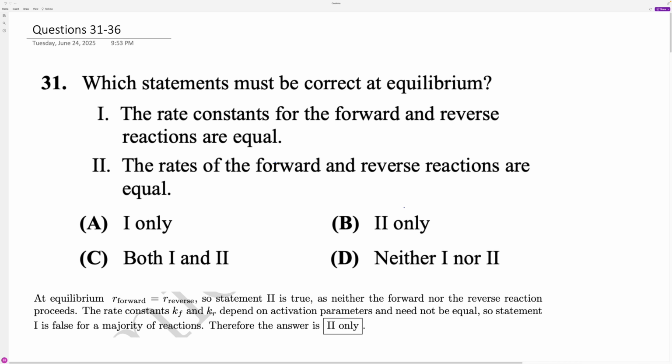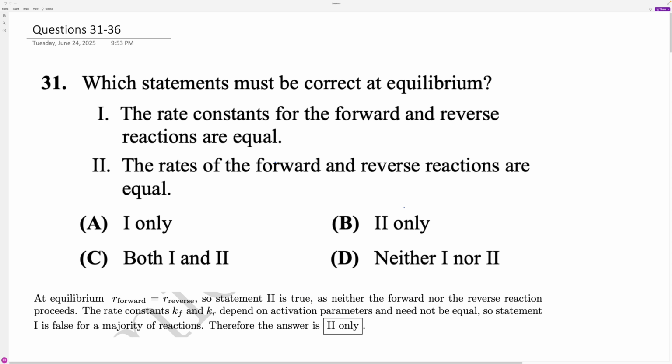Hey everyone, in this video I'm going to go through questions 31 through 36 of the USNCO 2025 local exam. This is the equilibrium part of the test, and you can follow along with both the exam and the solutions document I've written in the description below. So let's begin with question 31.